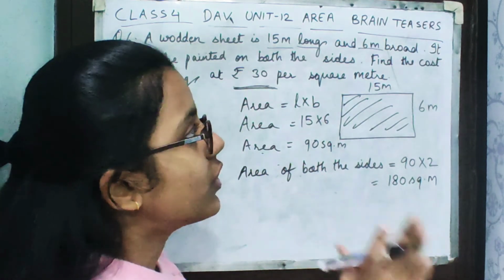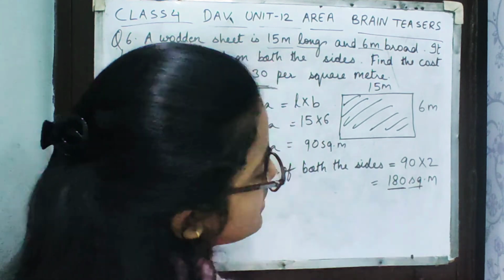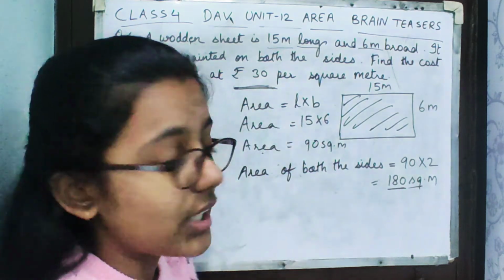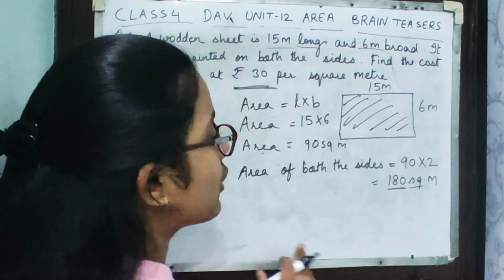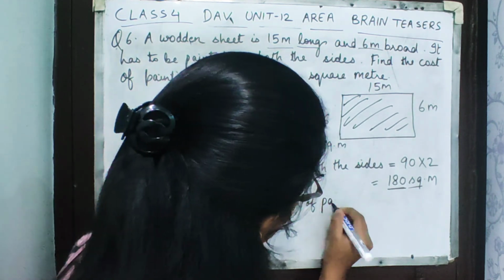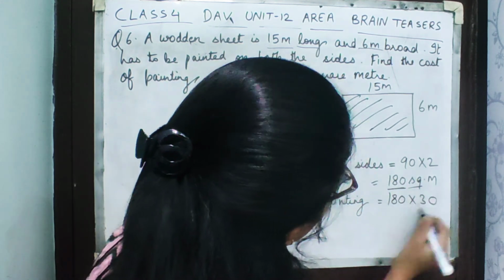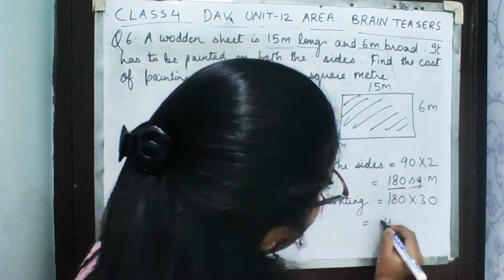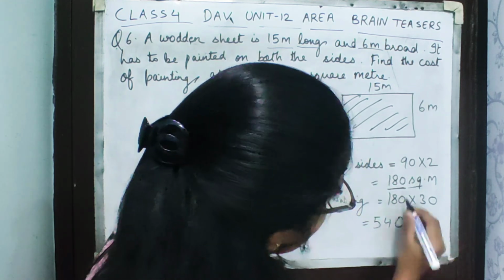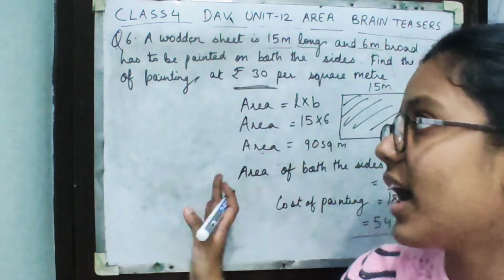So total area of the sheet is what? 180. Okay, now we are having 180 square meter, and for 1 square meter the rupees is what? 30. So for 180 square meters, what will be the rupees we have to find? So cost of painting is equal to 180 into 30. That means what? 3 8s are 24, 2 carry, 3 1s are 3, 4 5. So 5400 rupees is our answer. Okay, so we have completed with our sixth question.